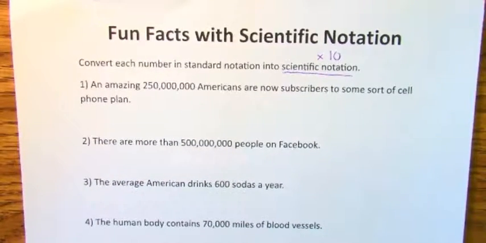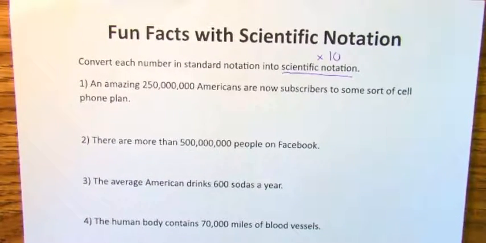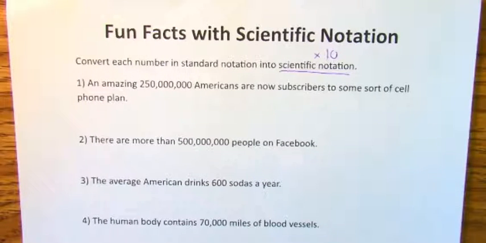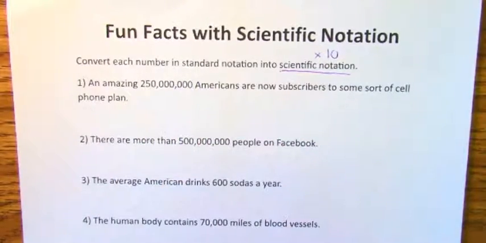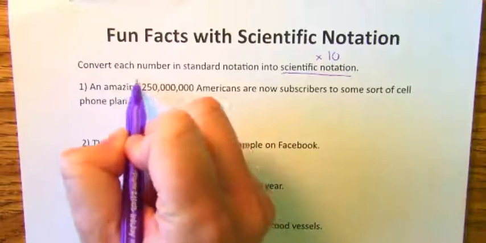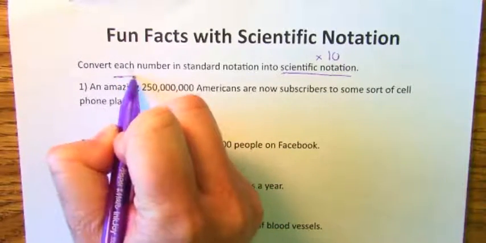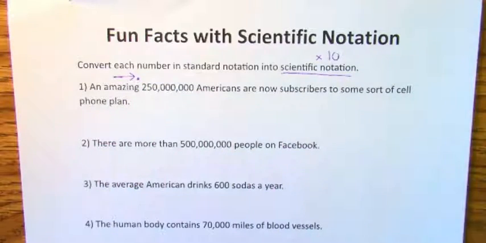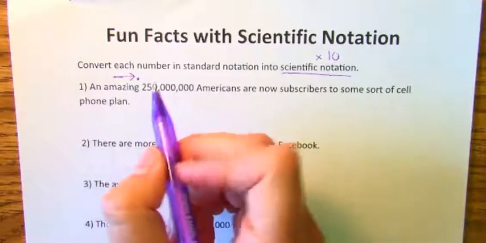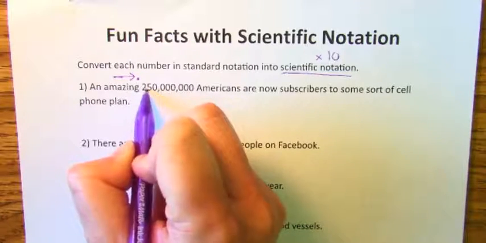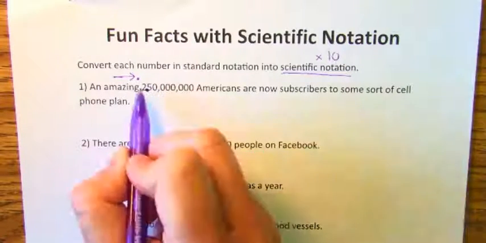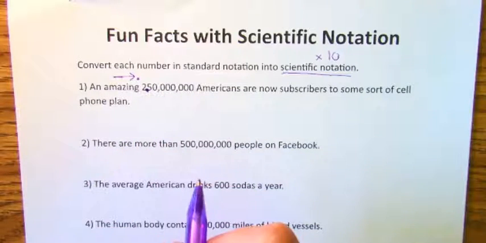It says an amazing 250 million Americans are now subscribers to some sort of cell phone plan. So we would need to take this number and turn it into scientific notation. Remember to do that, our rule has not changed. You put the decimal behind the first number that's not a 0, and we read left to right. So if I look at these, the first number I come to that's not a 0 is the 2. So I put the decimal right behind it.